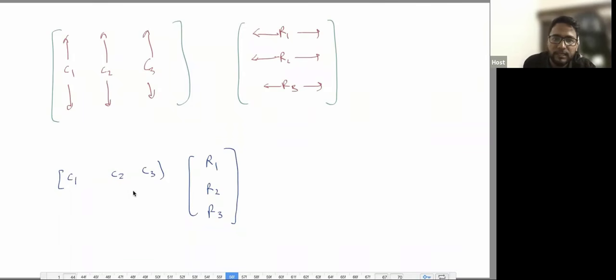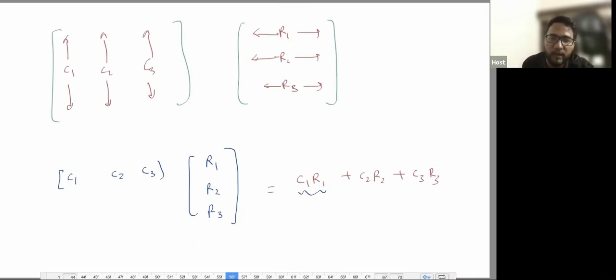Now, basically, you need to keep the dimensions correct, but you can treat them as scalars. So it will be C1 R1 plus C2 R2 plus C3 R3, right? You can write it in compact form. In fact, C1 R1 is one matrix, C2 R2 is another matrix, C3 R3 is another matrix. But anyway, that's okay. This is a summation of three matrices.